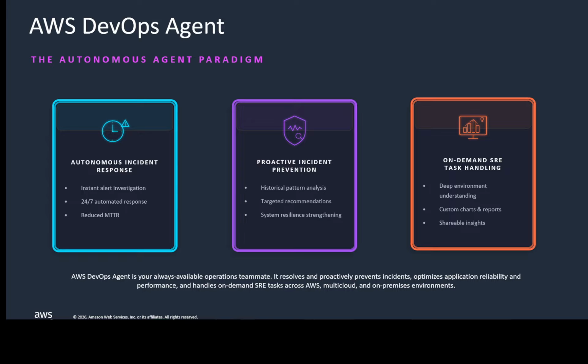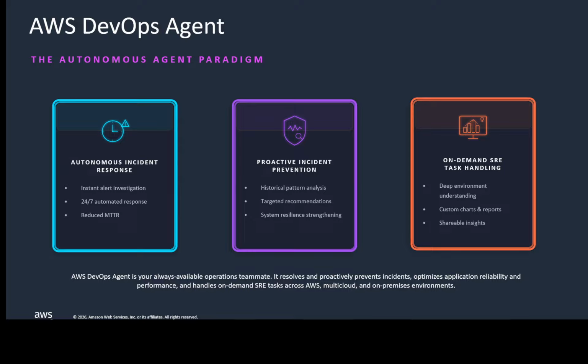Proactive incident prevention: the agent learns from historical incidents to identify recurring issues before they cause any outage. It delivers a lot of recommendations that prevent future problems and strengthen system resilience. This shifts your team from firefighting to proactive improvement.